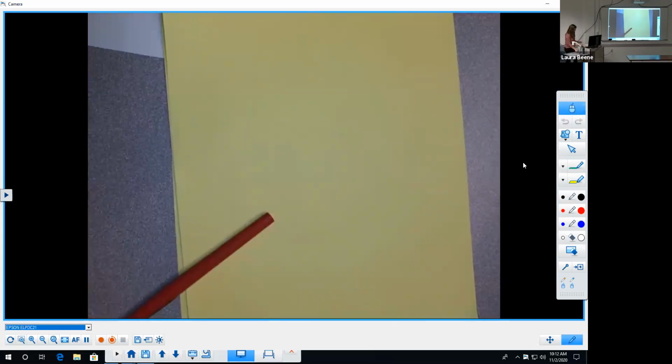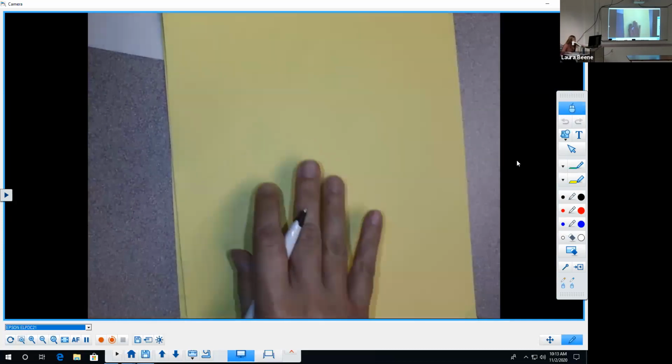Okay, we are going to talk about solving exponential equations and solving logarithmic equations. So this is section 4.4.